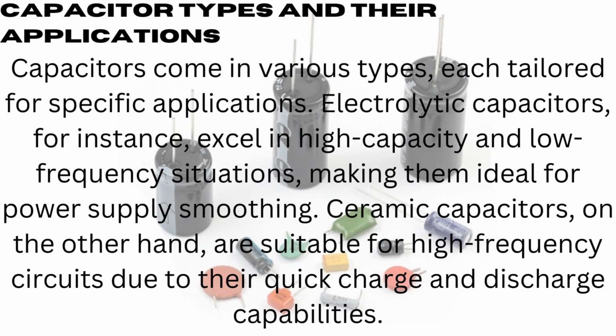Capacitor types and their applications. Capacitors come in various types, each tailored for specific applications. Electrolytic capacitors, for instance, excel in high-capacity and low-frequency situations, making them ideal for power supply smoothing. Ceramic capacitors, on the other hand, are suitable for high-frequency circuits due to their quick charge and discharge capabilities.